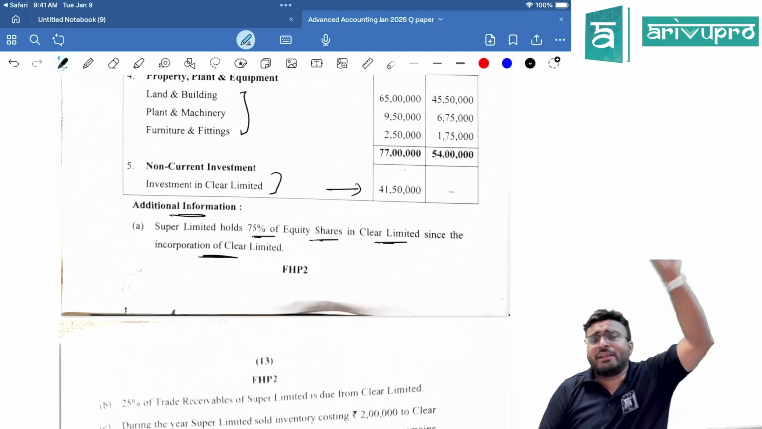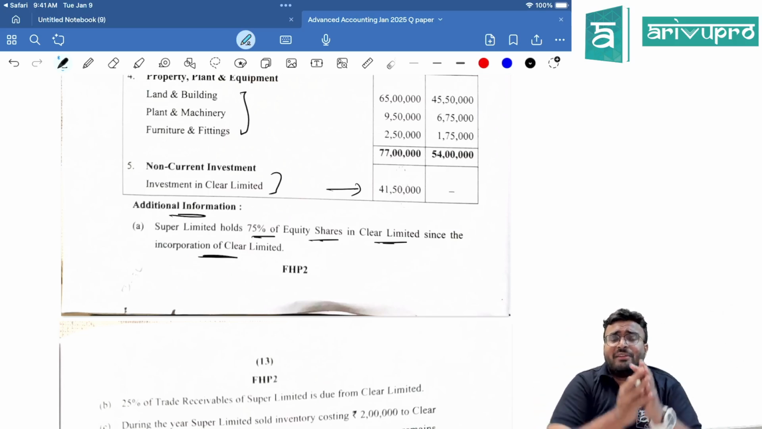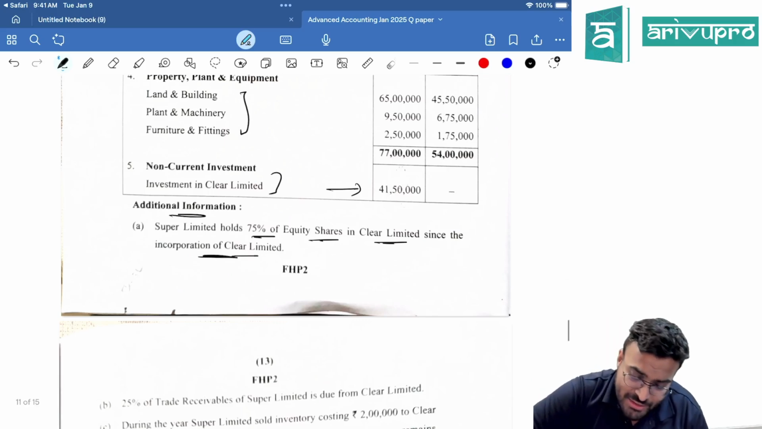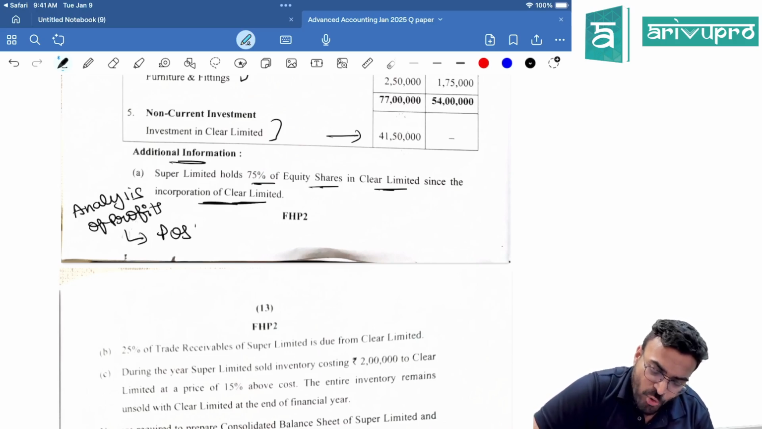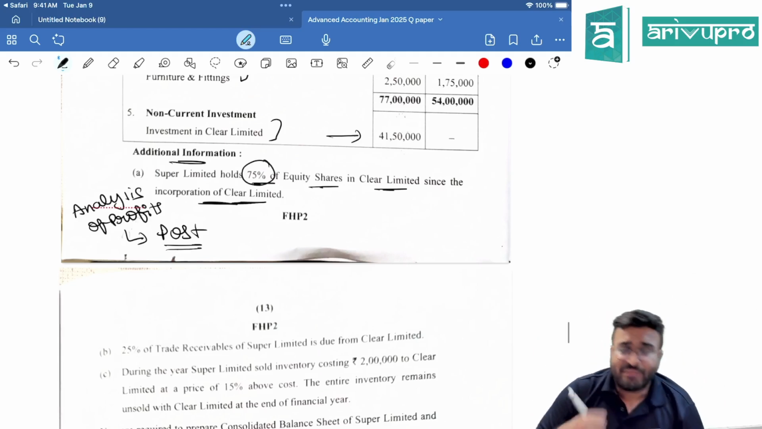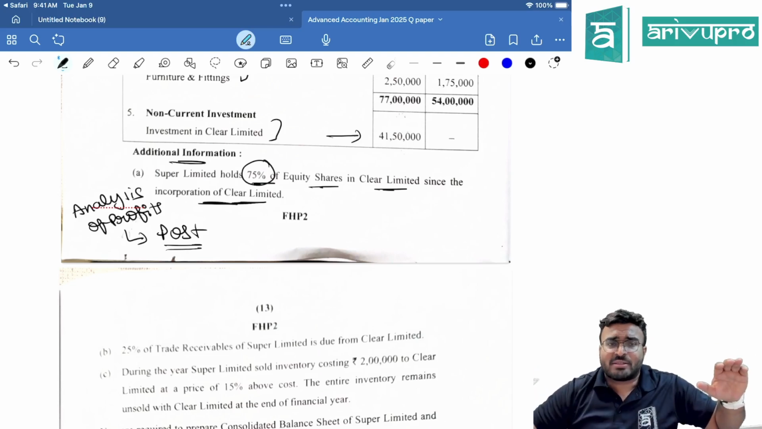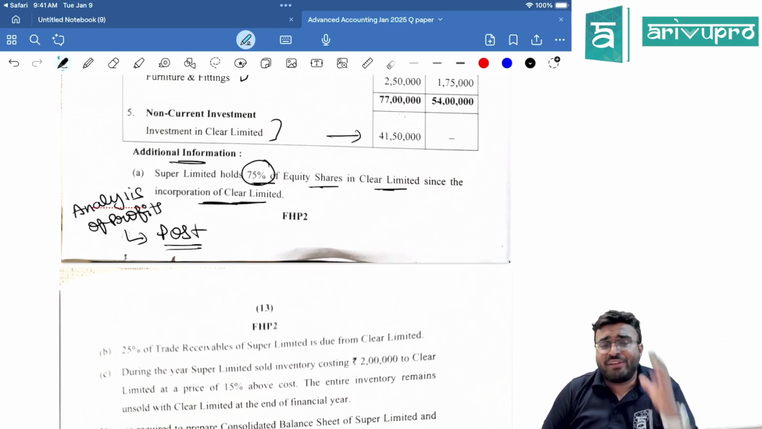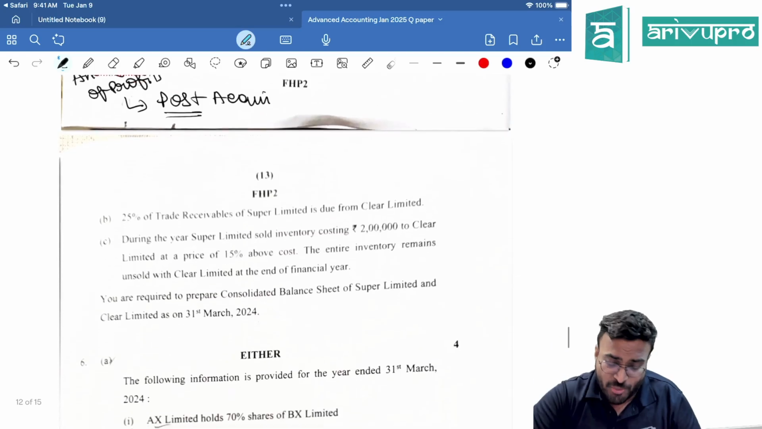Since the incorporation, very, very important point. We have the same kind of question in the study material where Virat Limited and Anushka Limited is there. Since the incorporation, that means when you're doing analysis of profits, everything is post. Nothing can be pre-incorporation because since the incorporation we are having 75%. Very, very important point. No pre-incorporation profits, no pre-acquisition profits. Everything is post-acquisition profits because we are holding 75% since the incorporation.